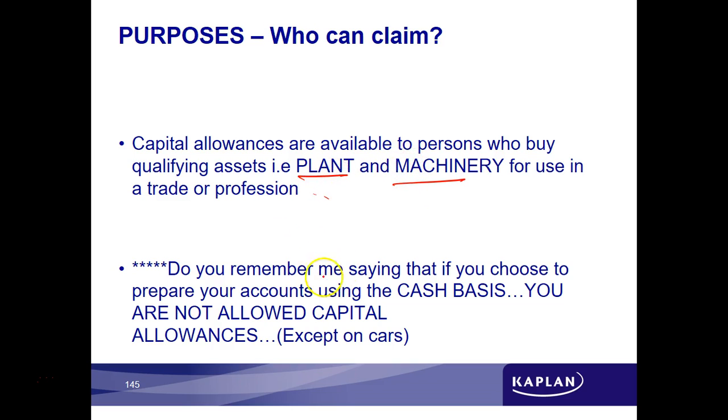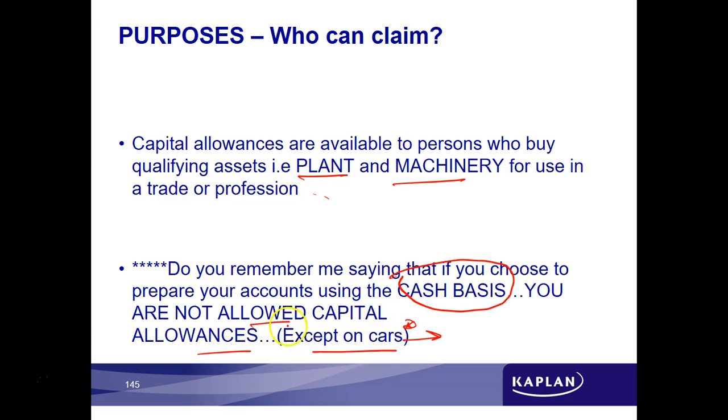Plant has always been one of those things that people tend to have to go to court over, and we'll see a little bit about that later on. You might remember in Chapter 5 we said that once you decide to go with a cash basis, you're not allowed capital allowances, except on cars, because cars themselves could not be put through as normal expenses. Remember, with the cash basis, capital and revenue expenses will go through as expenses anyway, except cars.